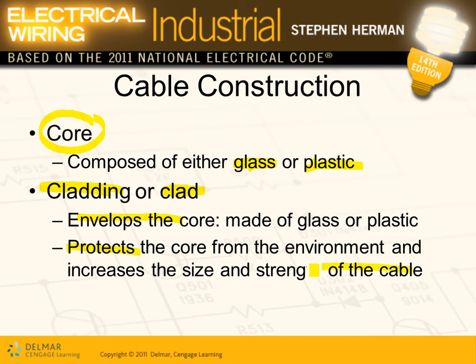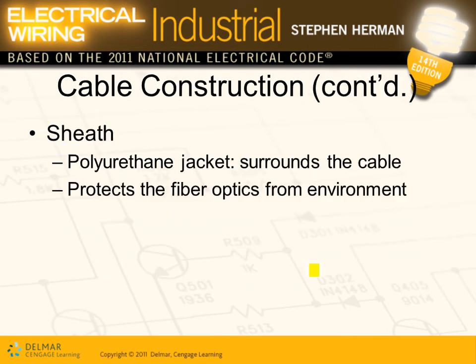So you have a glass or a plastic core wrapped up with the cladding, and then right above it, gentlemen, you also have another jacket, a polyethylene jacket, which surrounds the cables. And what does that do? It protects the cable from the environment.